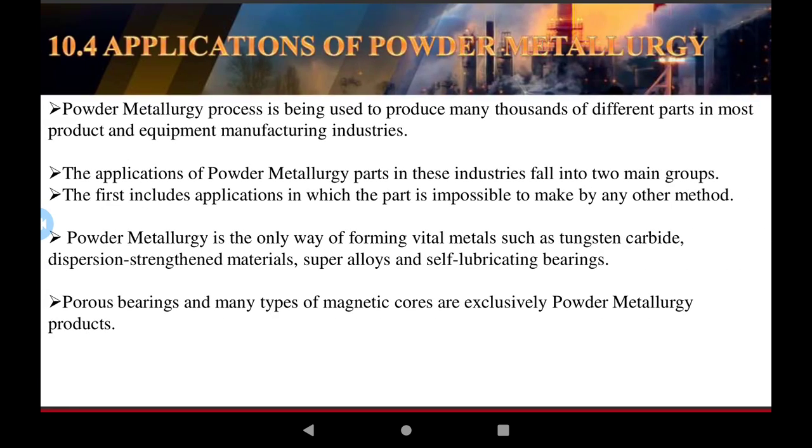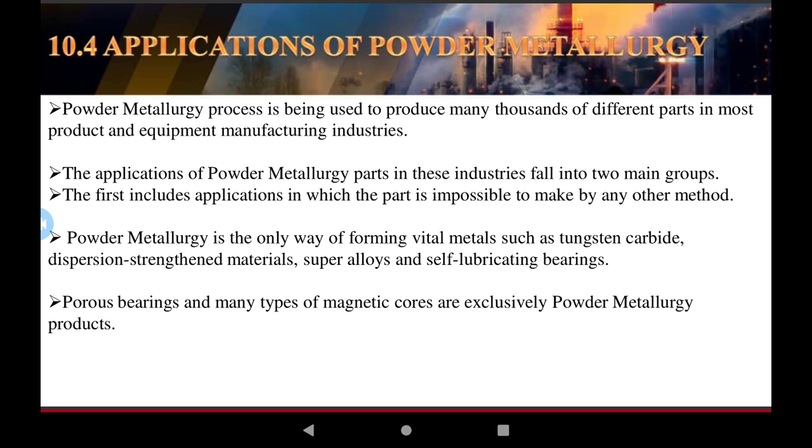The application of powder metallurgy. The powder metallurgy process is being used to produce thousands of different parts, most of the products in the equipment manufacturing industry. For applications where metal forging, casting, and machining operations are used in the production industry, powder metallurgy is most important. Powder metallurgy is the main part of the production industry.